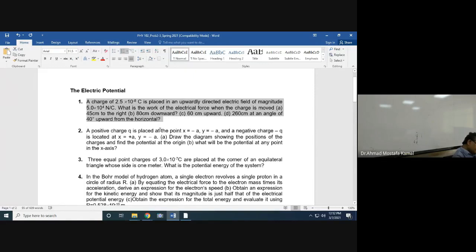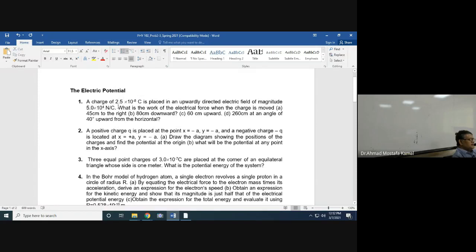What does it say? A charge of 2.5 times 10 to the minus 8 coulomb is placed in an upwardly directed electric field. So a charge is there, where? In an electric field. What is the direction of the electric field? Upward, meaning y-axis. And the magnitude of the field is given: 5 times 10 to the power 4 newton per coulomb.